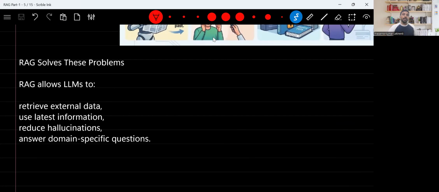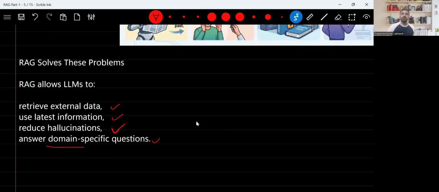So now, what can RAG solve? We have seen the problems with LLMs. What problems can be solved by RAG? Retrieve external data, use latest information, reduce hallucination. We cannot say we can reduce hallucination 100%. Why? Because we have to measure how much of the response is correct. There are many metrics, and with those metrics we estimate whether the response is correct or not. So it will reduce hallucination, and we can also answer domain specific questions.